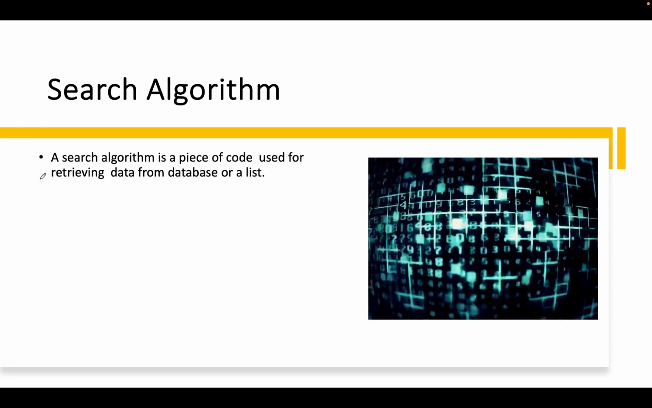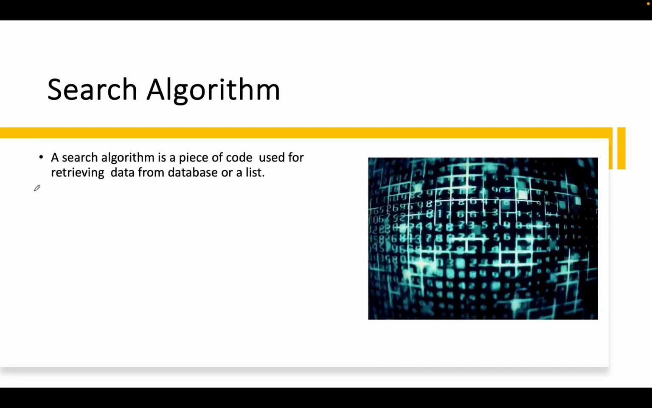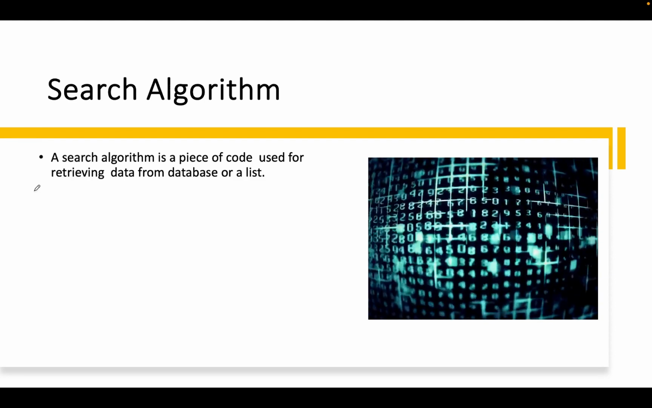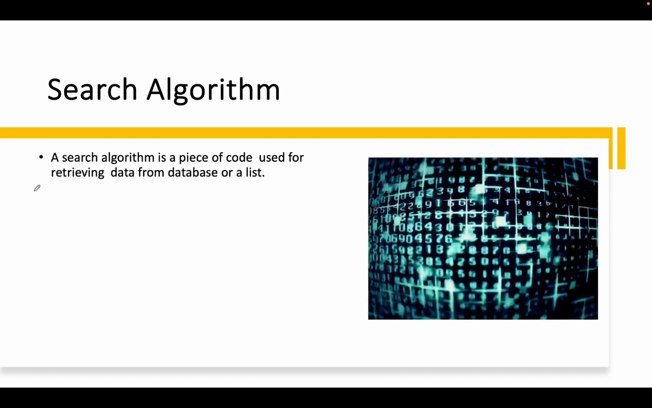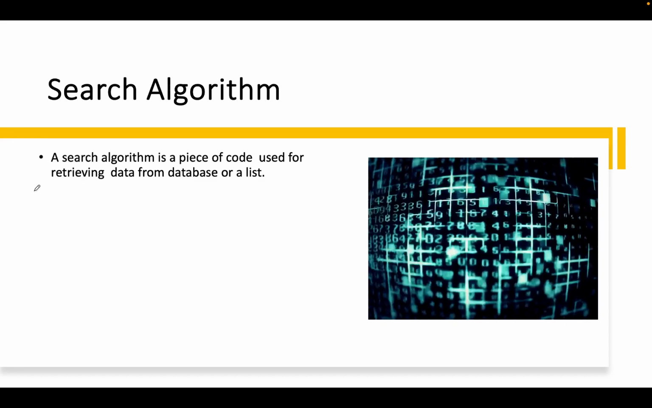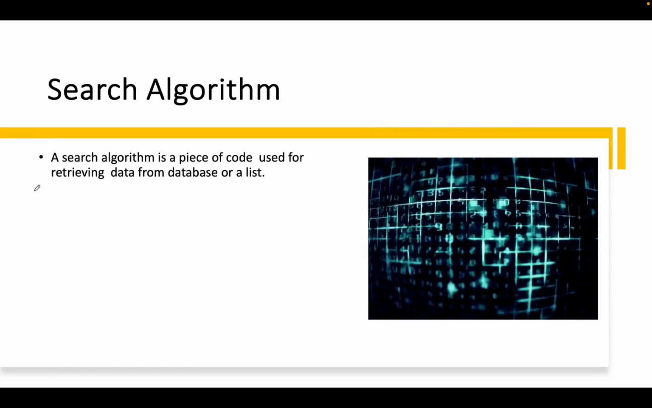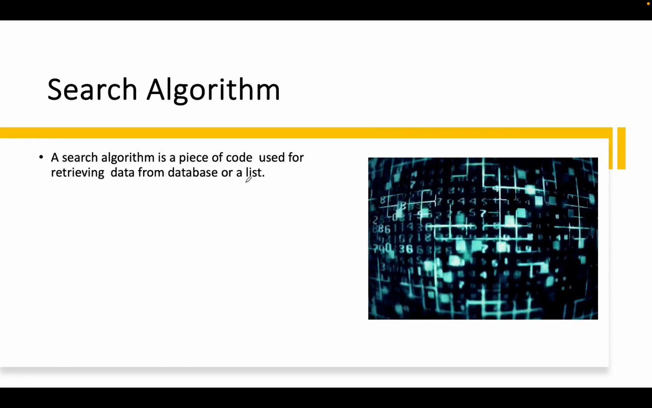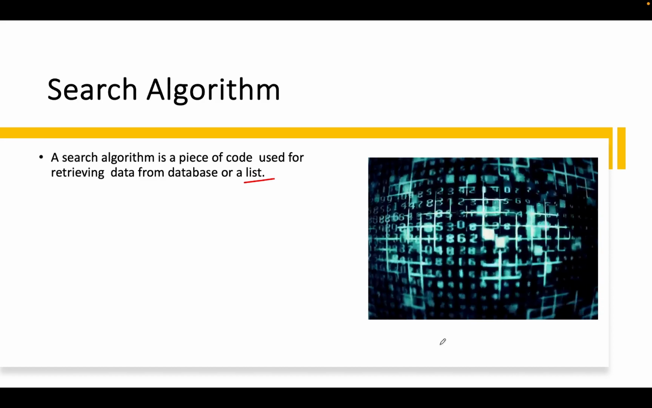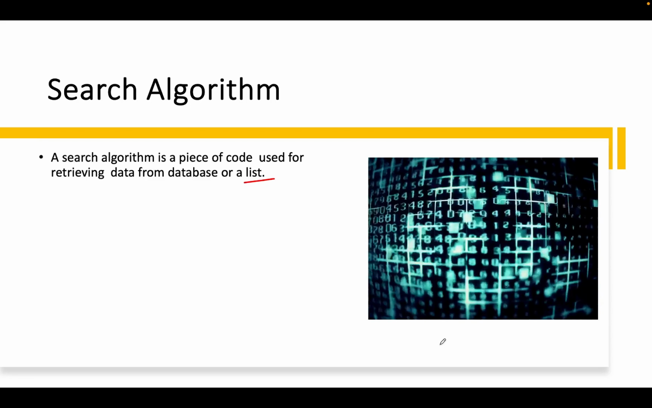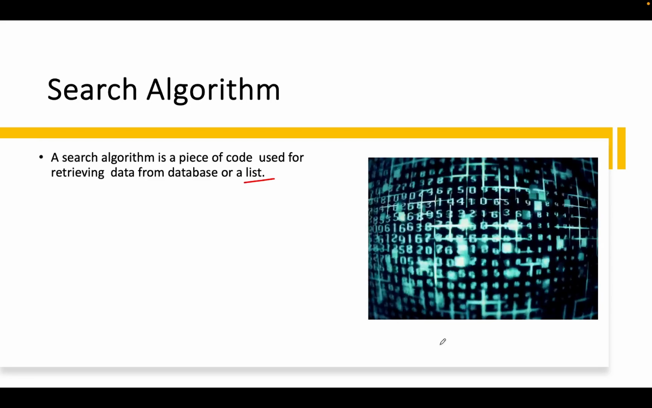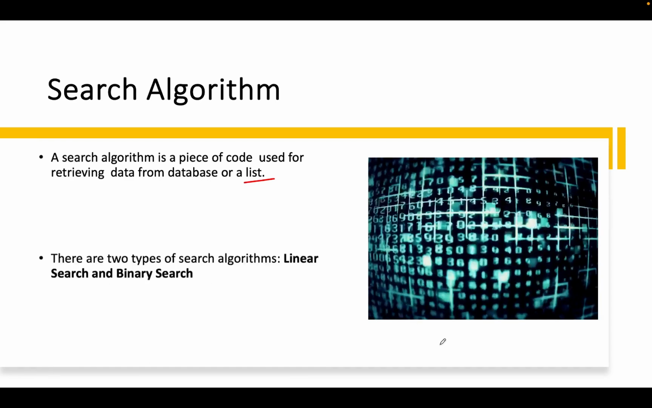So with the definition here, a search algorithm is a piece of code used to retrieve data from a database or a list, right? So just imagine that you have data somewhere and you want to get it. You use a search algorithm to get it out, right? Or maybe like a list, like the list that we are trying to create. We have a list of elements and you want to search for a particular item in that list. We use a search algorithm for that.